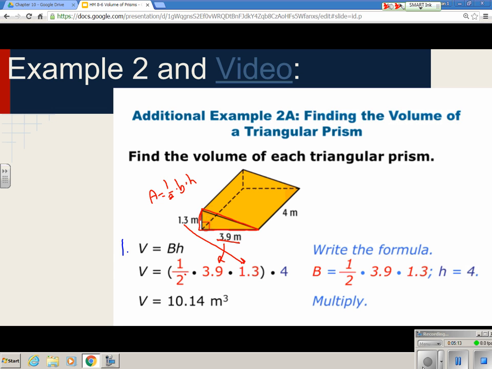When I multiply those three numbers together, I get a decimal, 2.535. Then all I have to do is multiply that by this height over here to make it a three-dimensional shape. And when I multiply that number by 4, I get 10.14 meters cubed. So you have to find the base first and then just multiply it by the height.